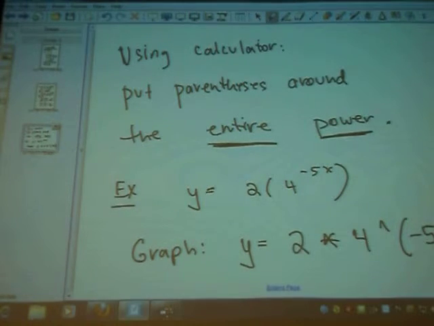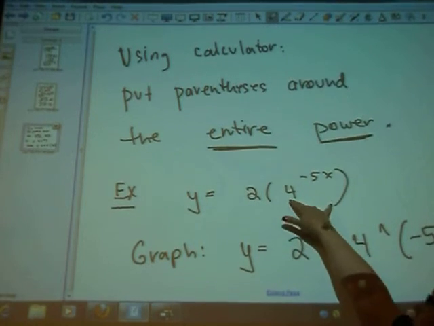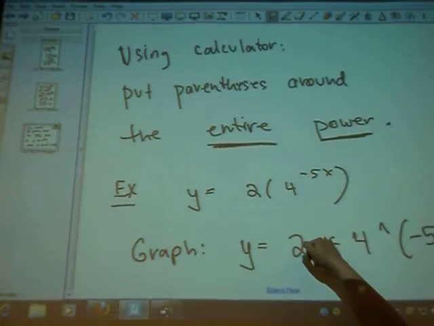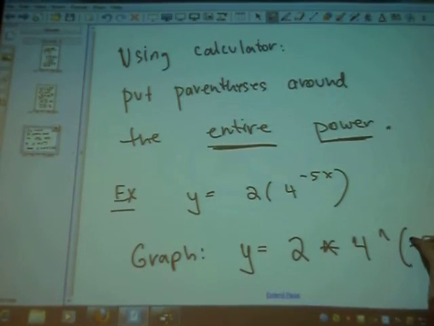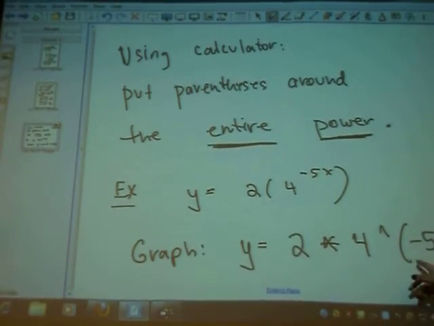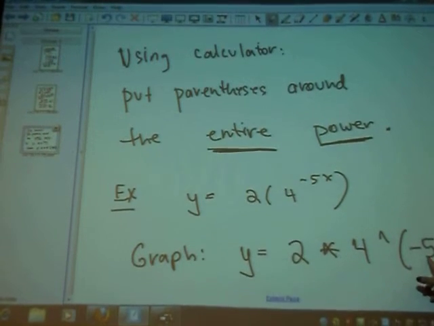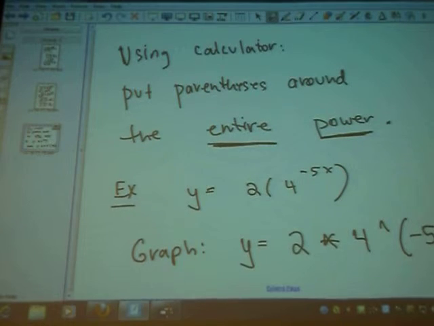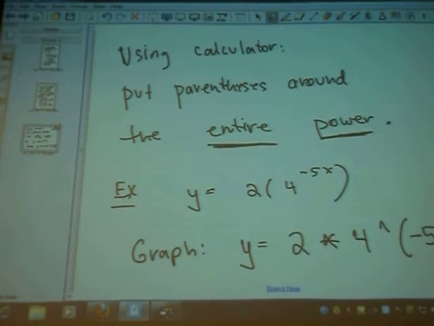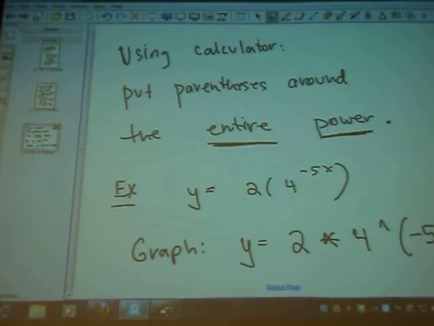Because they'll write it with parentheses around the whole thing here. But really I want to tell the calculator that this is multiplied and this thing is my power. I need to tell it that that's my whole power. Otherwise it'll only think negative 5 is the power, and then it'll just stop and multiply the whole thing by x. So you gotta tell it to interpret that correctly.